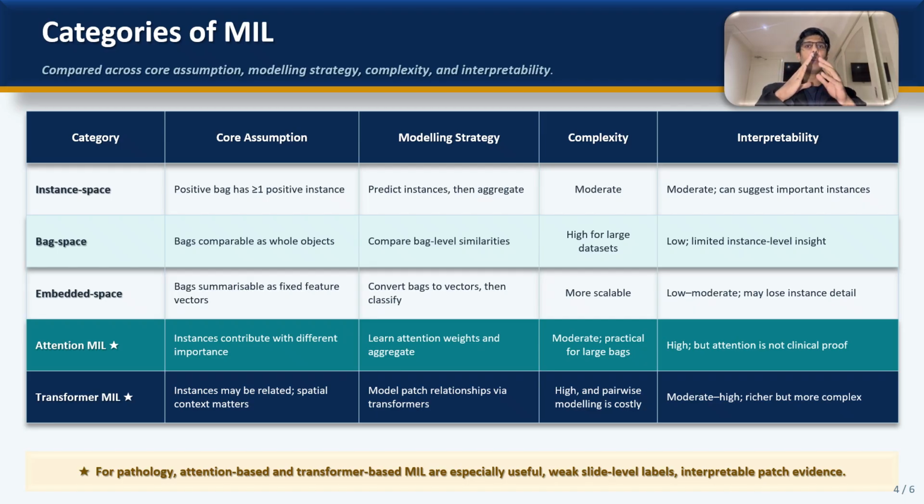The two most important recent ones for pathology are attention-based MIL and transformer-based MIL. Attention MIL learns importance weights for each instance, with high interpretability, and is practical for large bags. Though attention scores are not clinical proof. Transformer MIL goes further by modeling relationships between patches and capturing spatial context, but at higher computational cost. Both handle weak slide-level labels well, which is why they are especially useful in pathology.